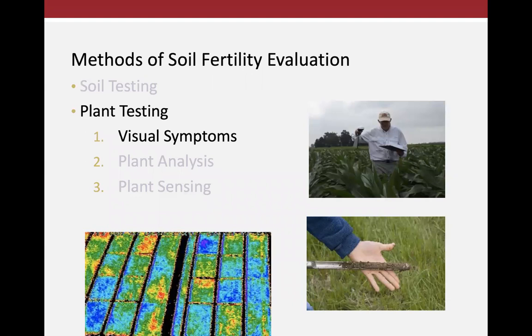Again, we talked about soil testing last time. Here we're talking about plant testing. And so really we can break these down into three different categories: visual symptoms, plant analysis, and plant sensing. And we're going to talk about the visual symptoms right now.